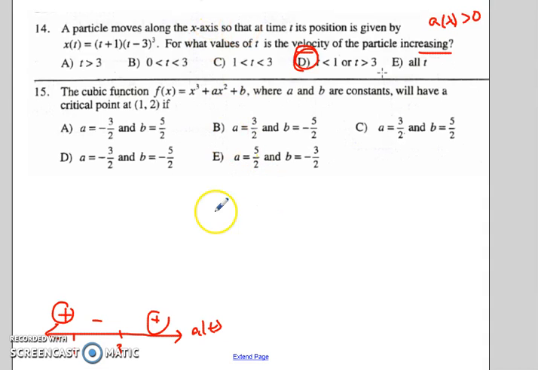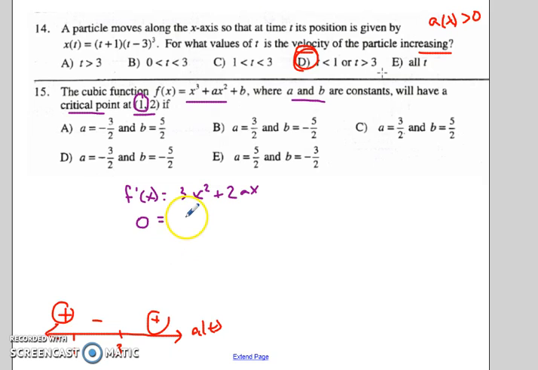All right, for 15, they're giving me a polynomial function, and they're telling me that a and b are constants, and that we'll have a critical point at 1, 2, and we have to solve for both a and b. So what we're going to do to solve this is to differentiate to get f prime of x, which is 3x squared plus 2ax. And then we're going to plug in x equals 1 and f prime of x equals 0, because if we have a critical point, then when I plug in the x value, I get out f prime of 0.